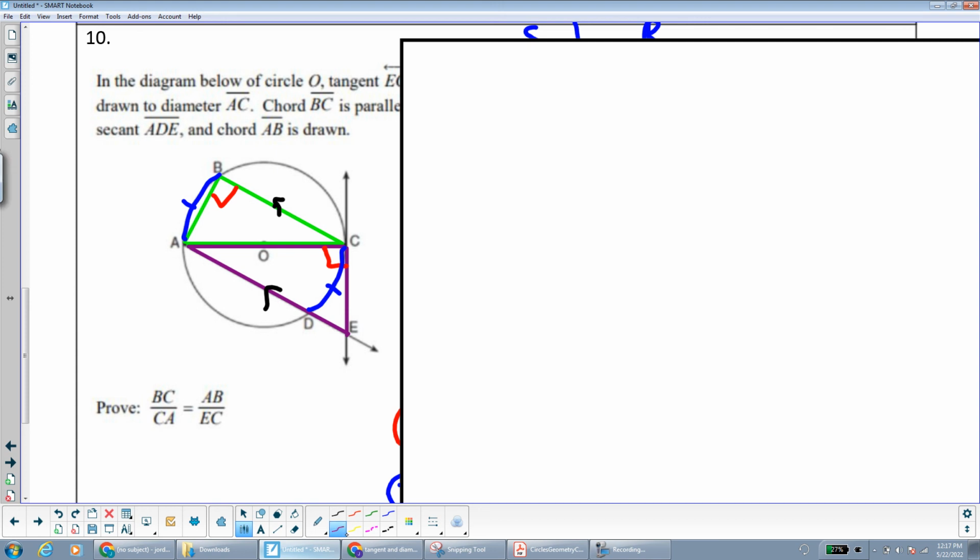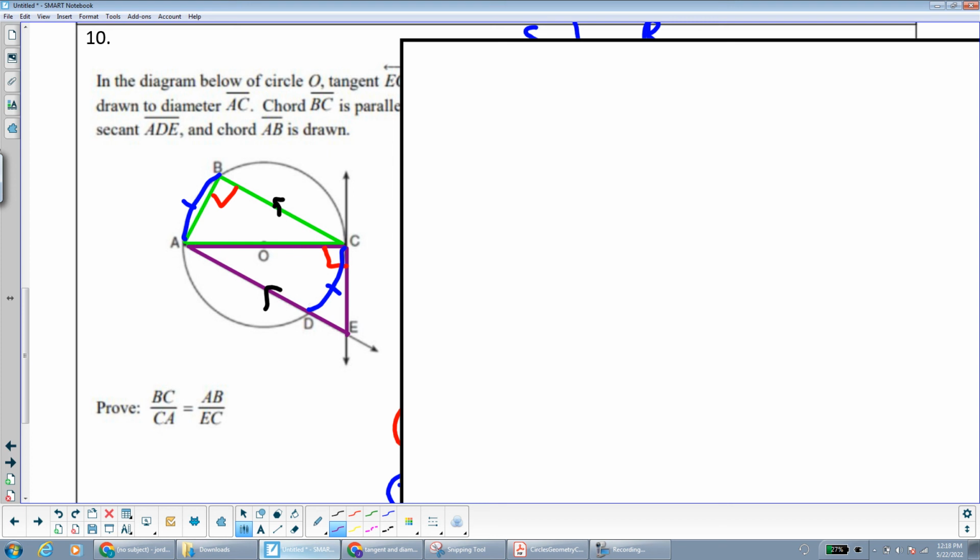From there, I'm going to look for another pair of congruent angles. So I see that this angle over here, angle BCA, intercepts arc BA, and I see over here that angle CAD intercepts arc CD.